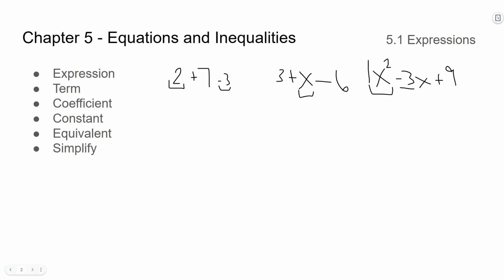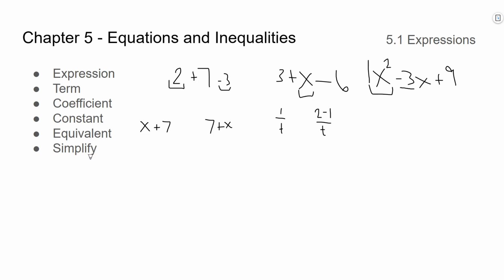Equivalent means the same or equal. So some expressions that are equivalent might be like x plus 7 and 7 plus x. These two expressions are equivalent. Another example would be 1 over t and 2 minus 1 over t. Right? These two are equivalent because this simplifies down. 2 minus 1 becomes 1 over t.